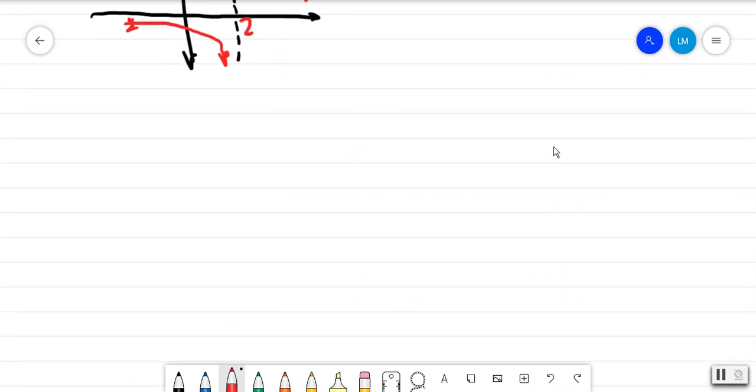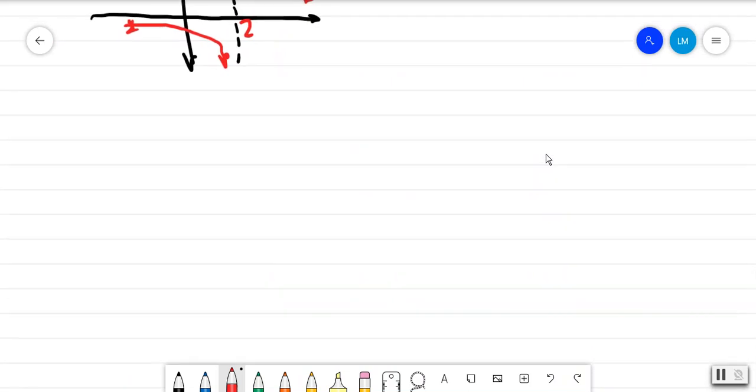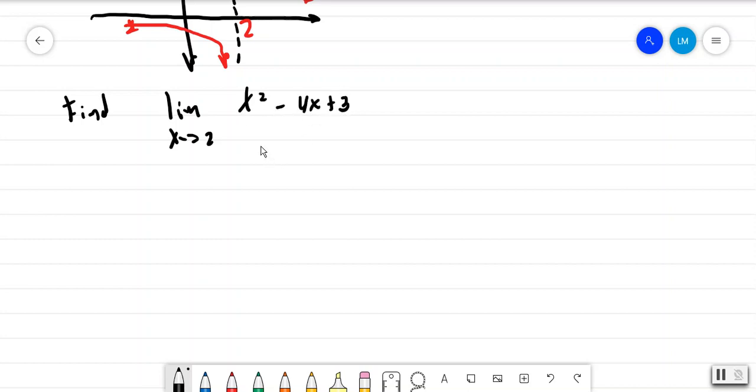Well, we can actually look at another problem that we set up a little differently. Let's say that we have x squared minus 4x plus 3 divided by x minus 2, all squared.